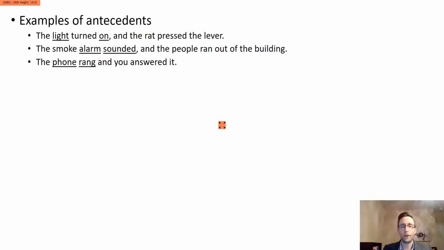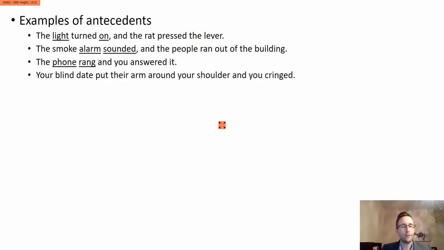Another example, the phone rang and you answered it. So you answering the phone is the behavior. What immediately preceded that behavior was the antecedent of a phone ringing. Phone rang and that evoked or occasioned answering the phone. Your blind date put their arm around your shoulder and you cringed. Cringing is the behavior here, and the blind date putting their arm around your shoulder would be the antecedent that evoked or occasioned that behavior.